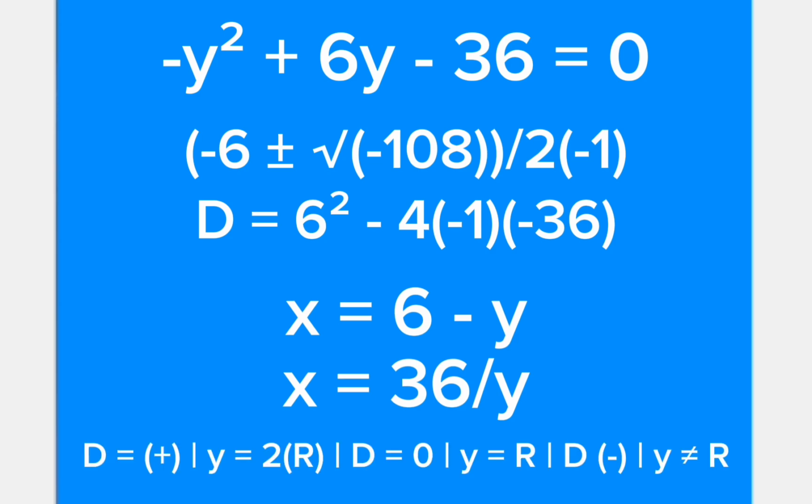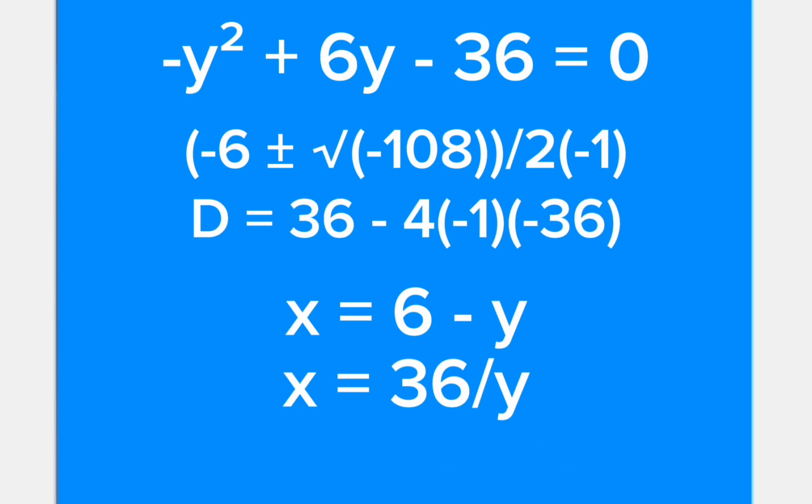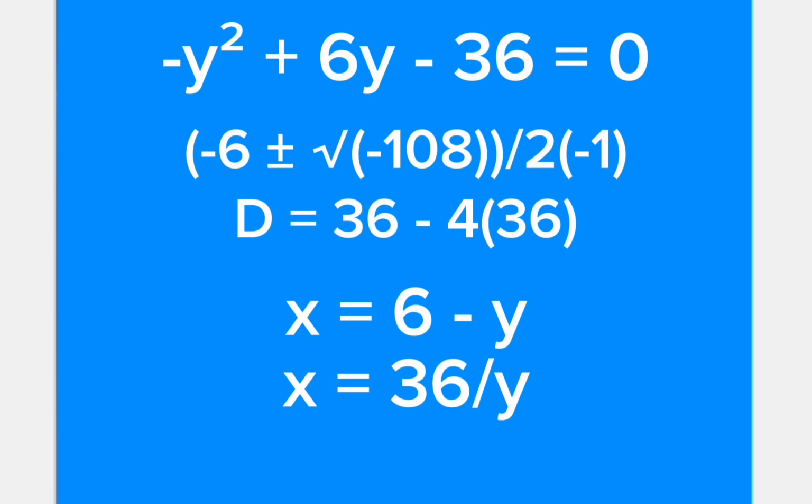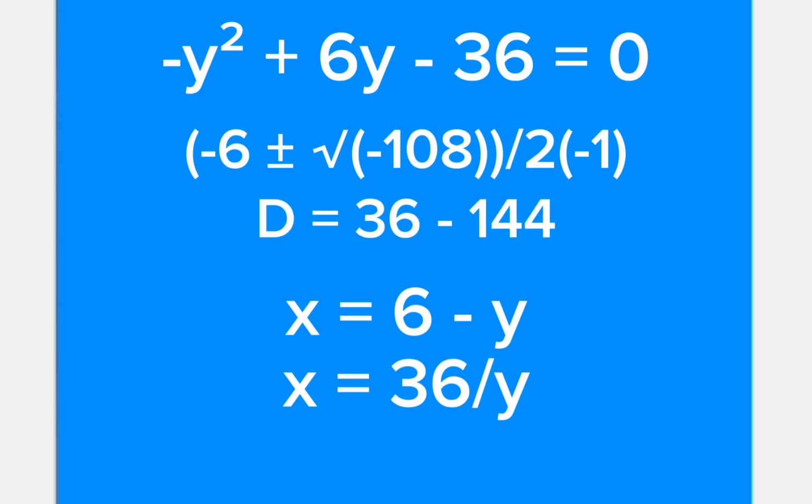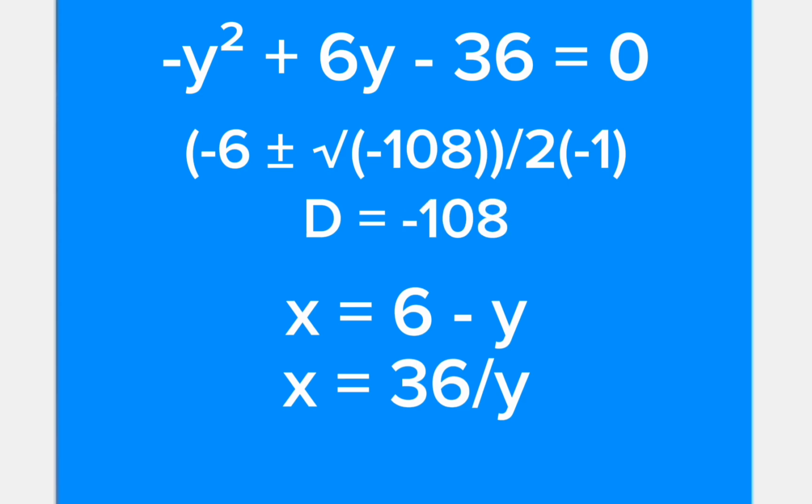If D is positive, you get two real solutions. If D is 0, you get one real solution. And if D is negative, you get no real solutions. Let's find out. 6 squared is 36. Minus 1 times minus 36 is 36. 4 times 36 is 144. 36 minus 144 is minus 108. Oh look, D is negative, which indicates that this equation has no real solution.